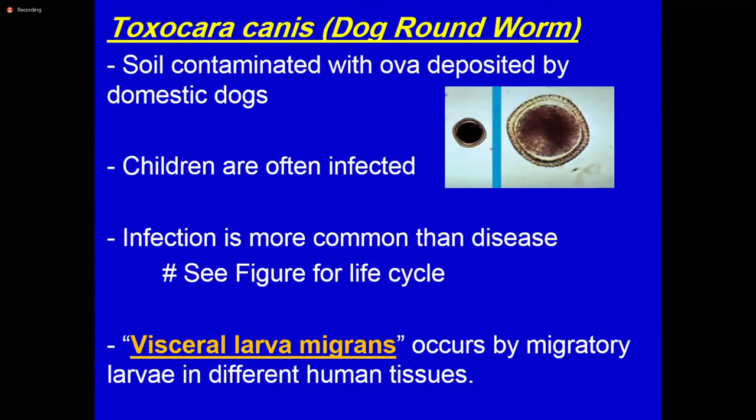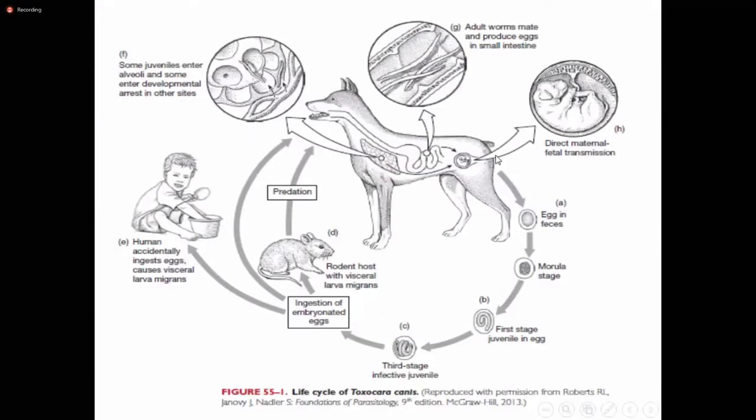Toxocara canis, dog roundworm. And of course we will know why we are going to study this. Soil contaminated with ova deposited around children. When they play, they get infection. Infection is more common than the disease itself. I don't want the life cycle from you because it is almost an animal life cycle. Accidentally, a human is infected through ingestion of the eggs.